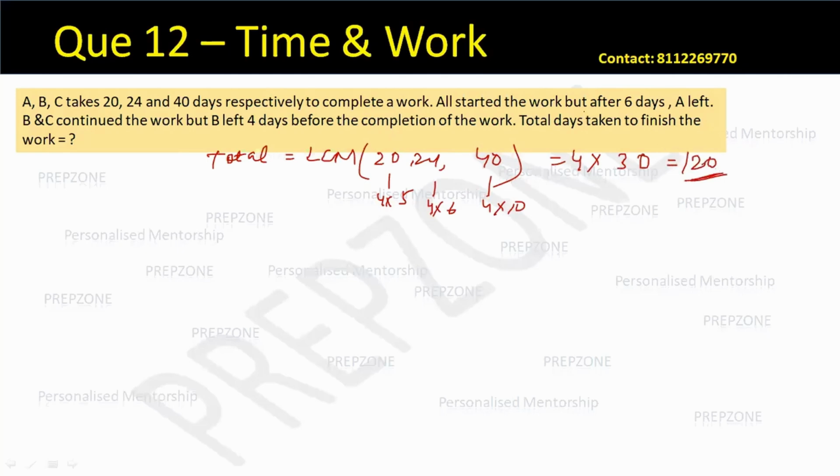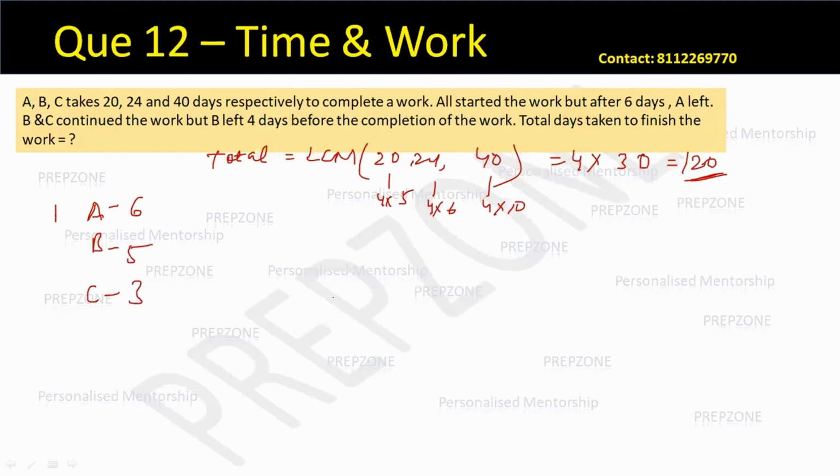Now what is given is all started the work, but after 6 days A left. Before jumping onto that, A, B and C, let's calculate their speed. A takes 20 days to finish the work, so what is the speed of A? 6 units per day. B's is 5, C's is 3.